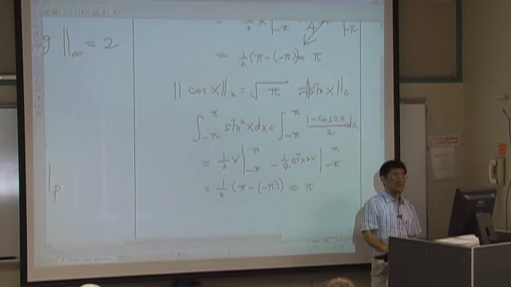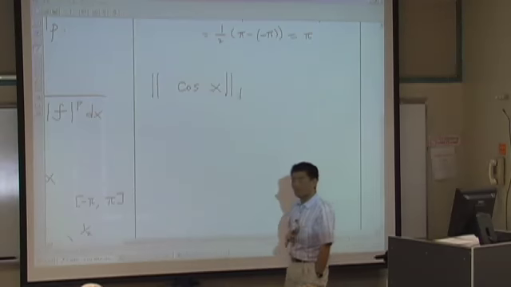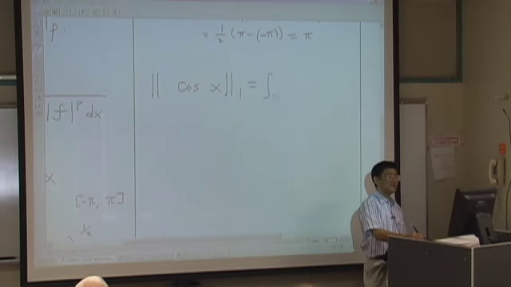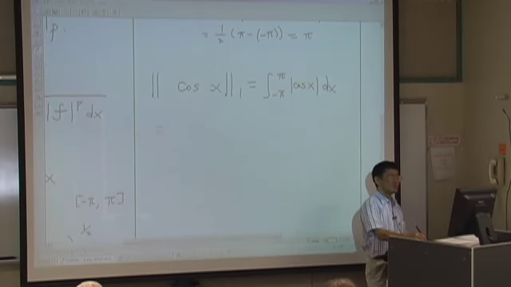Now the next thing is this. What about the one norm, on the same interval? What about the one norm of cosine x? The one norm of cosine x equals, by definition, the integral from minus pi to pi of the absolute value of this function, dx. Do you follow me? Then we should know where it is positive. It is from minus pi to pi.